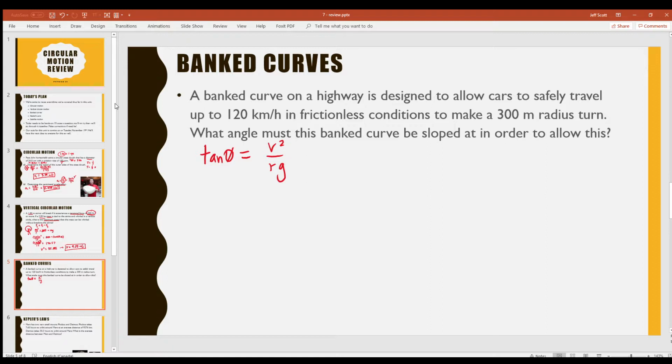First things first though, we're looking for our angle, so we want to find this piece. We have a velocity, but the problem with this velocity is it's in kilometers an hour, so we'll want to change this before we go anywhere with this.